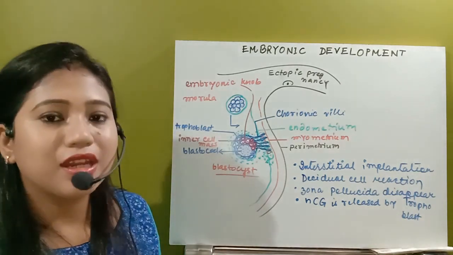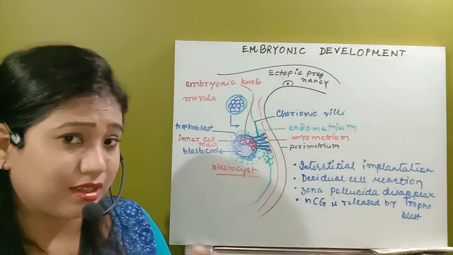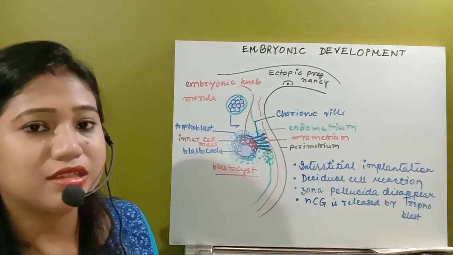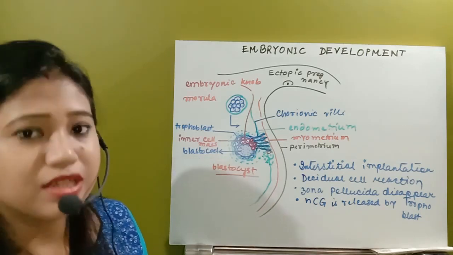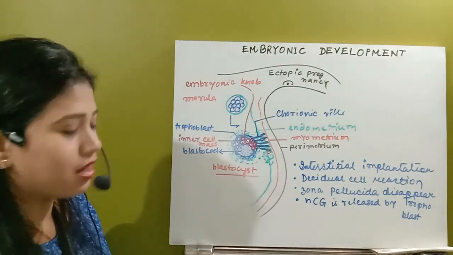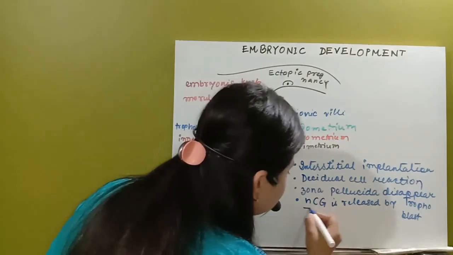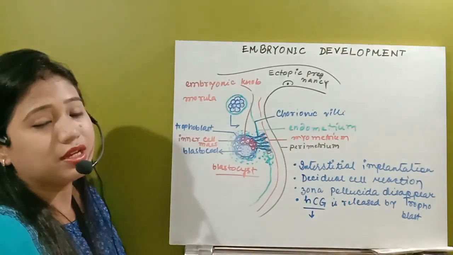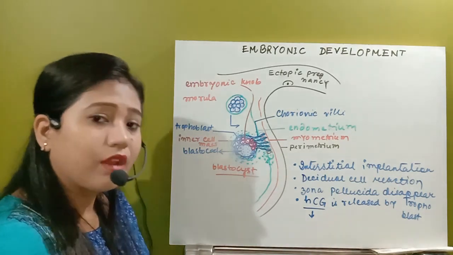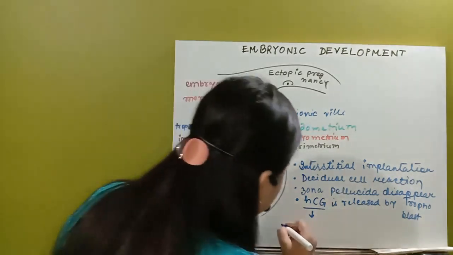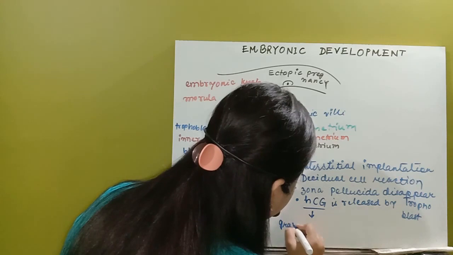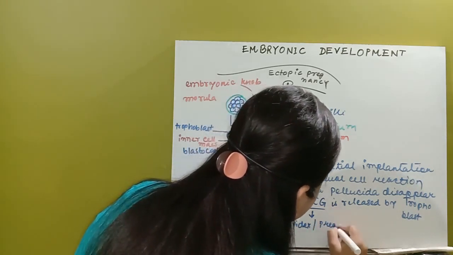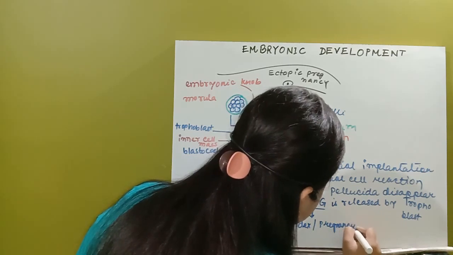So in the pregnancy test kits, what happens? The detection of pregnancy will be determined by the detection of HCG. So this pregnancy test kit actually determines whether that urine has HCG or not. That is known as the Gravidex test or simply the pregnancy test.